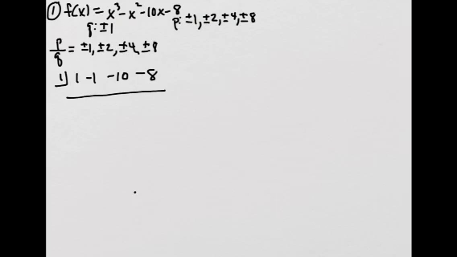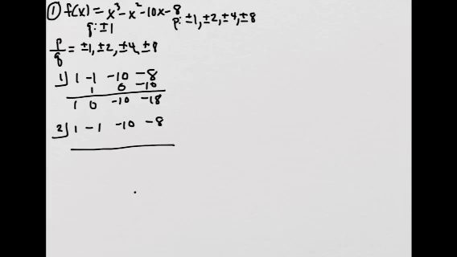Okay, so there it is set up. So you bring down the 1. 1 times 1 is 1. Then you get 0. 0 times 1, 0. Then you get negative 10. And then you get negative 10 here. So this one does not work. So we try 2. Okay, so it's all set up with 2. So bring down the 1. 2 times 1 is 2. Then you get 1, 2, negative 8, negative 16. So this one doesn't work.